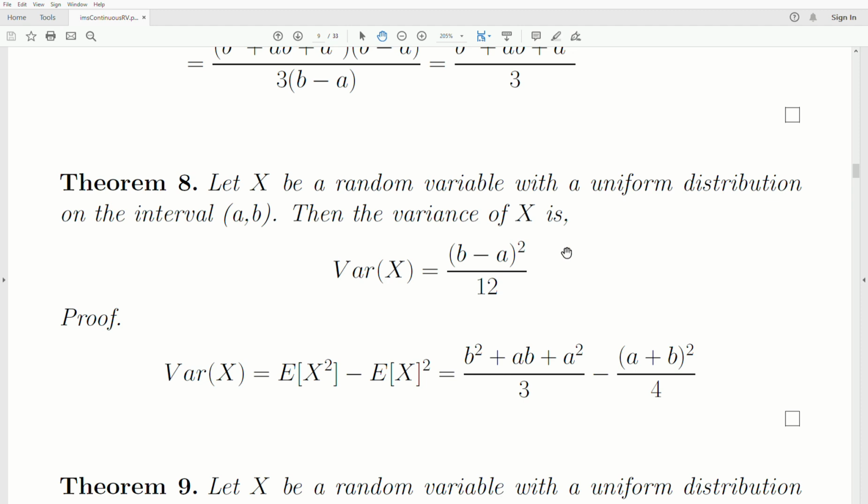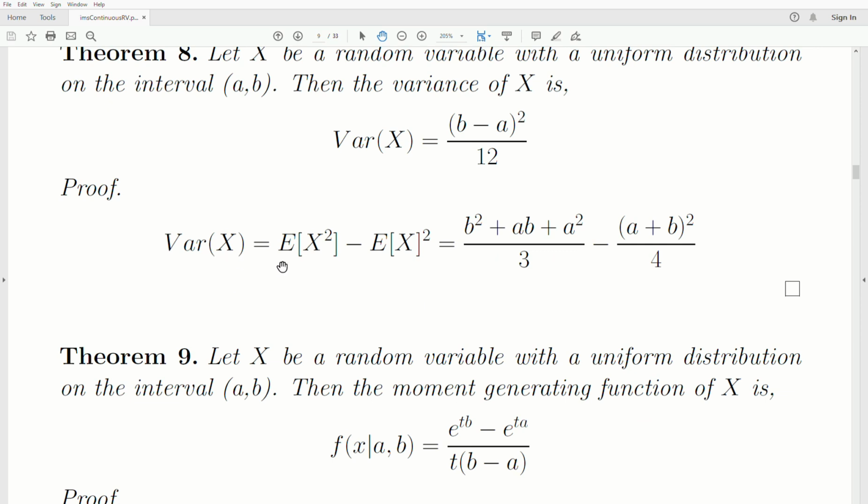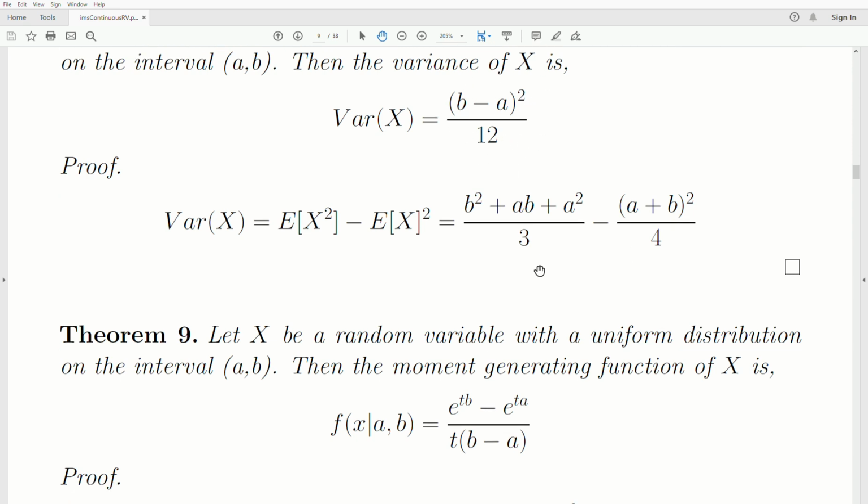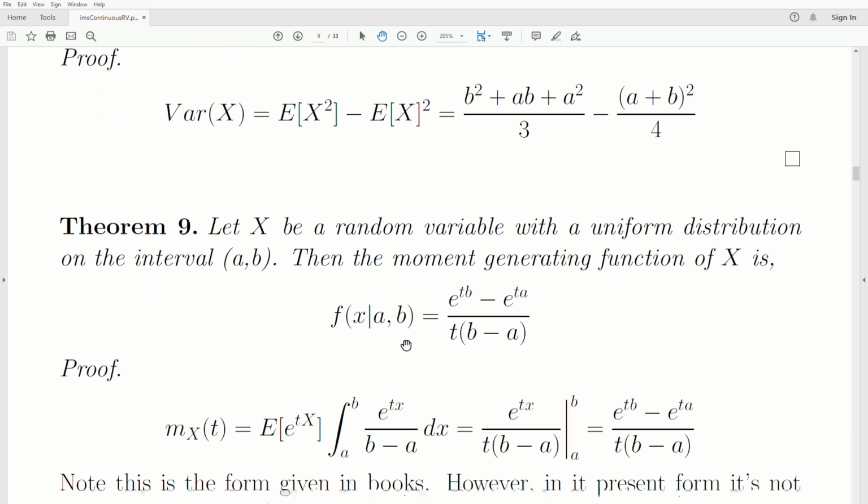Let X be a random variable with uniform distribution on the interval A to B, then the variance of X is given by B minus A squared over 12. The proof is this: the variance of X, using the computational formula, is the expected value of X squared minus the mean squared. Well, plug in the two quantities that we derived, and then that simplifies to the variance. And so we're finished. I'm not going to simplify that.